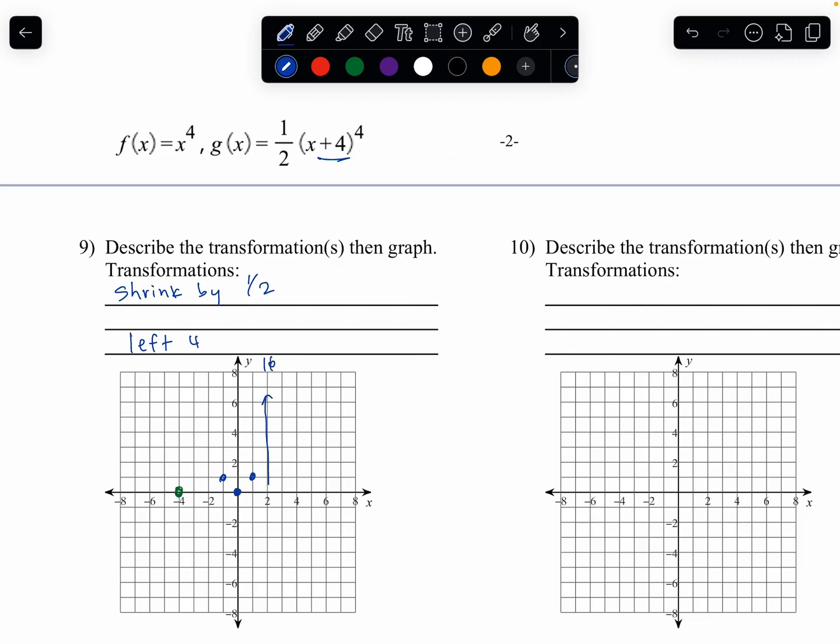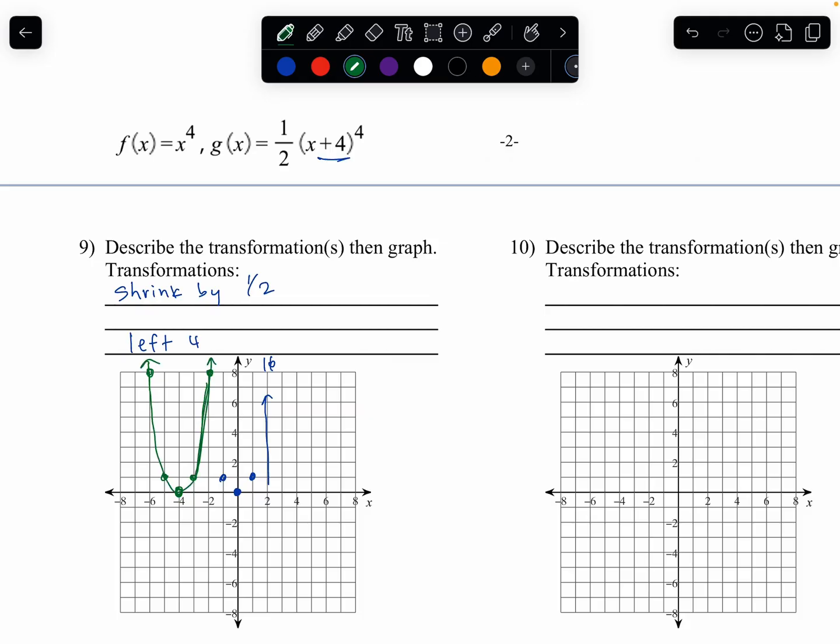But now for this graph right here, we are moving these points over to the left 1. So I can put a point here and here. And then I am shrinking it by 1/2. So this point all the way up here, which is at 16, if I shrink it by 1/2, it's actually going to be at 8. So I'm going to put a point right here for that, because it's a shrink by 1/2 and it's moving to the left 4. And so my graph should look just like this right here.